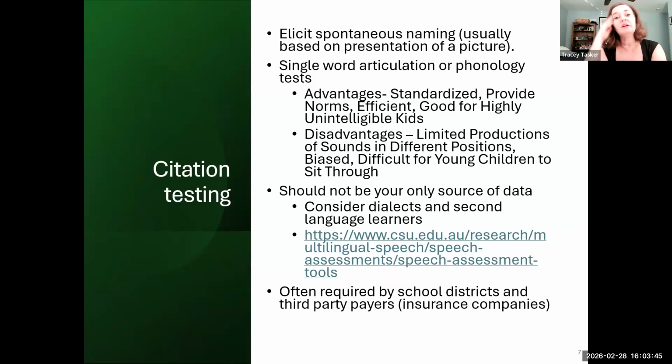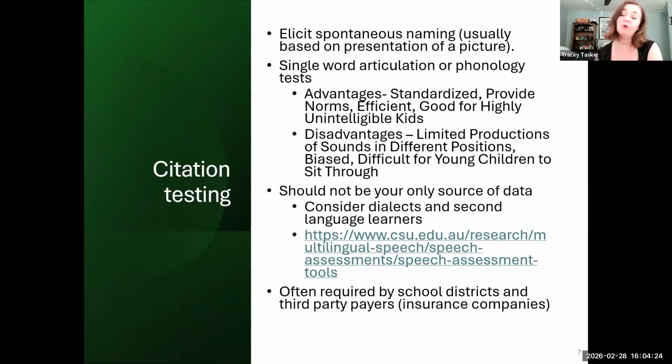Some of the advantages of citation testing are it's standardized. So that means that everybody who delivers it is delivering it in the same way, which makes it more reliable and valid. It provides norms for children compared to other children their age. This is important because we want to see whether they're meeting their milestones. And we also often need to provide a standardized score for eligibility. I'm going to talk about that in a minute.